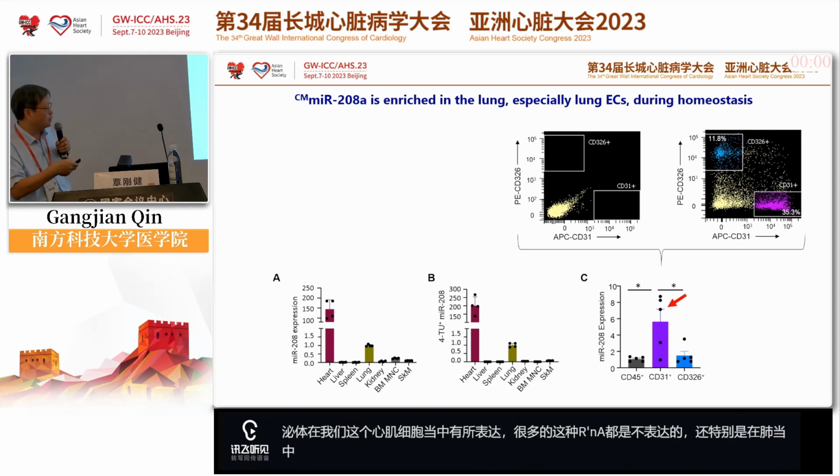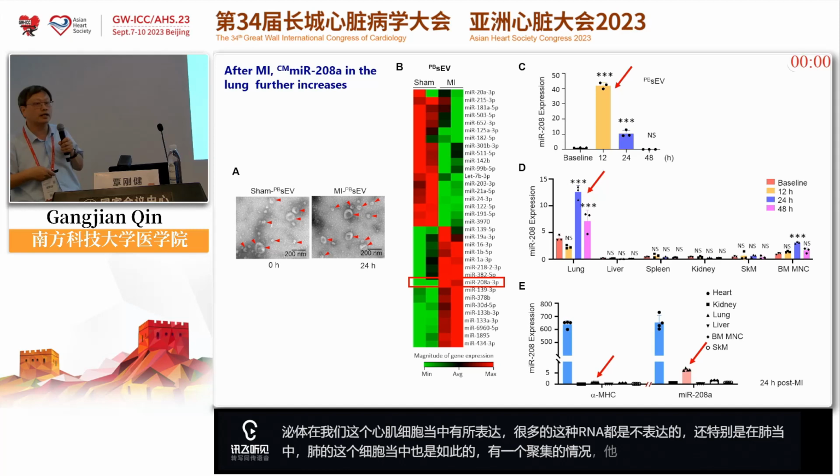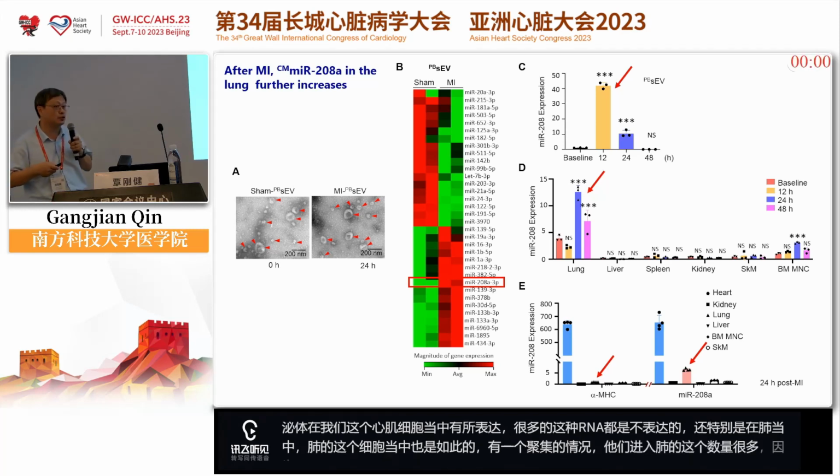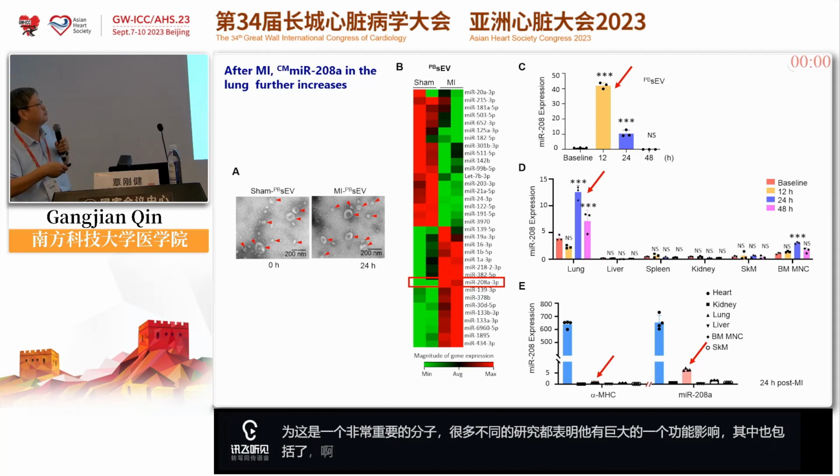We don't know why it overwhelmingly goes to the lung, but this is a very important molecule, as you know from publications by Eric Olson and many different groups in very high-impact journals, showing that it has a very strong functional impact in the body, even though it's a cardiac-specific microRNA, involving the metabolic regulation of the whole body. Okay, so I think my time's up.